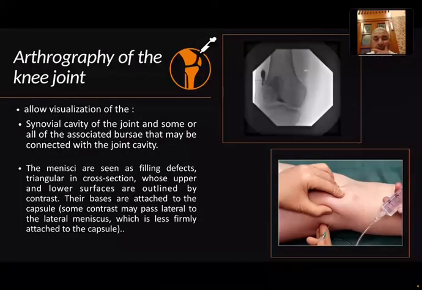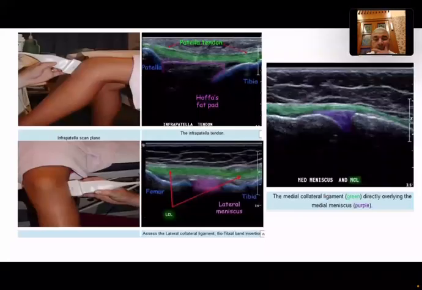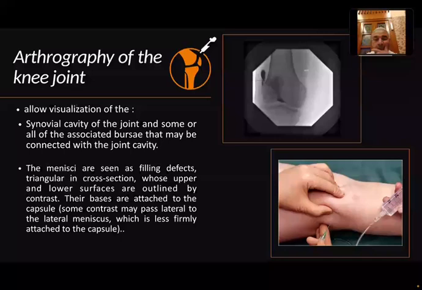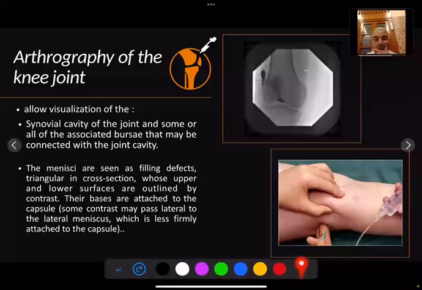Arthrography of the knee joint allows visualization of the synovial cavity of the joint and some or all of the associated bursae that may be connected with the joint cavity. The menisci are seen as filling defects, triangular in cross section, whose upper and lower surfaces are outlined by contrast. Their bases are attached to the capsule. Some contrast may pass under the lateral meniscus, which is less firmly attached to the capsule. This is the way for the injection. Double contrast knee arthrography, and this is the image.